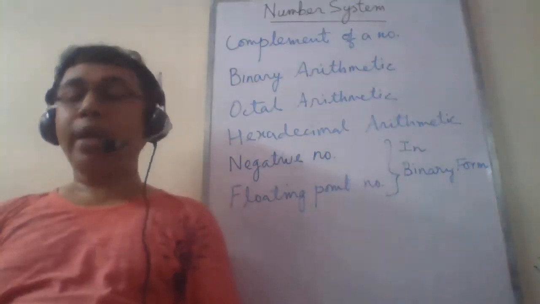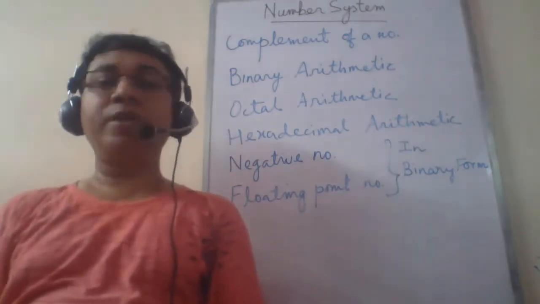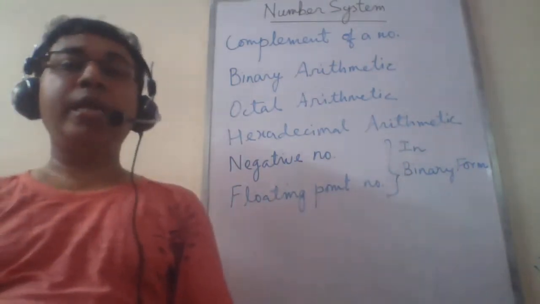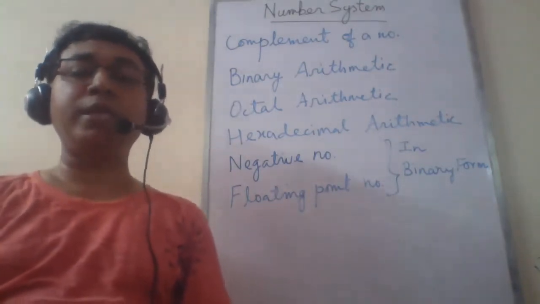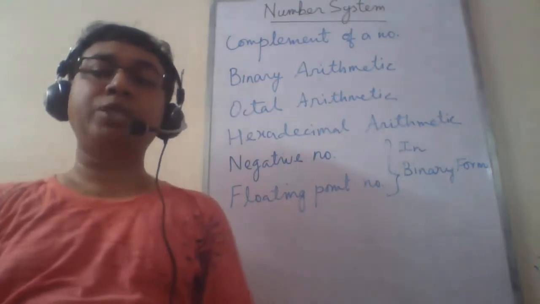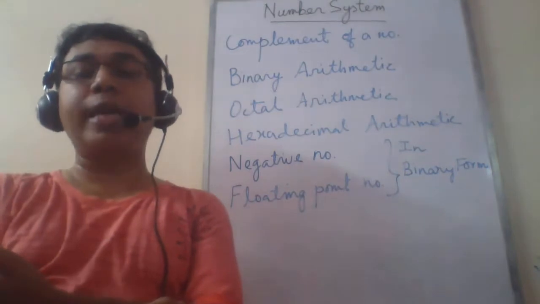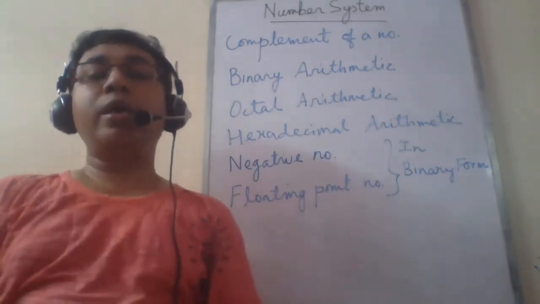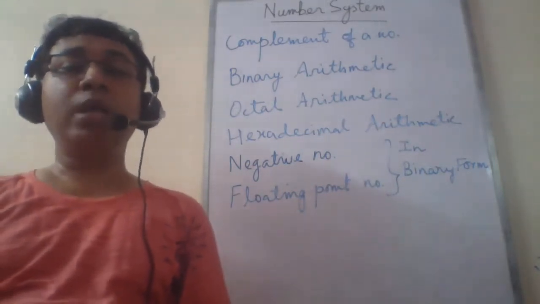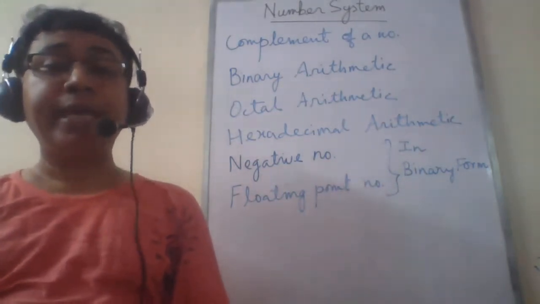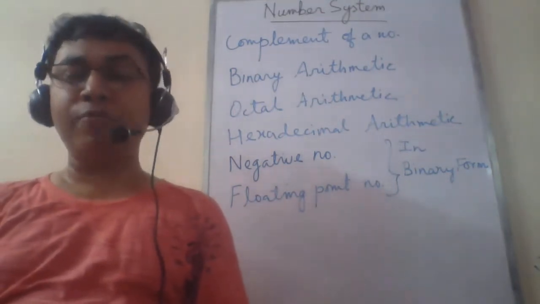Welcome students. In this video, I'm going to discuss complements of a number, what is a complement and how many types of complements we can find of a number. Then binary arithmetic, that is binary addition, subtraction, multiplication and division. Octal arithmetic, that is octal addition and octal subtraction. Hexadecimal arithmetic, that is hexadecimal addition and subtraction. And the last one is negative number representation and floating point representation in binary form.